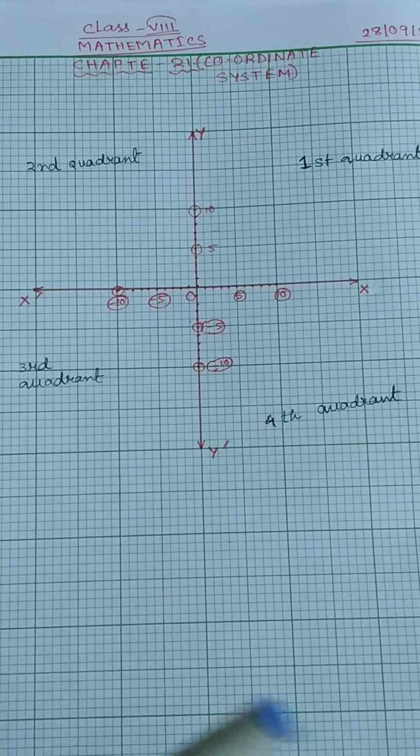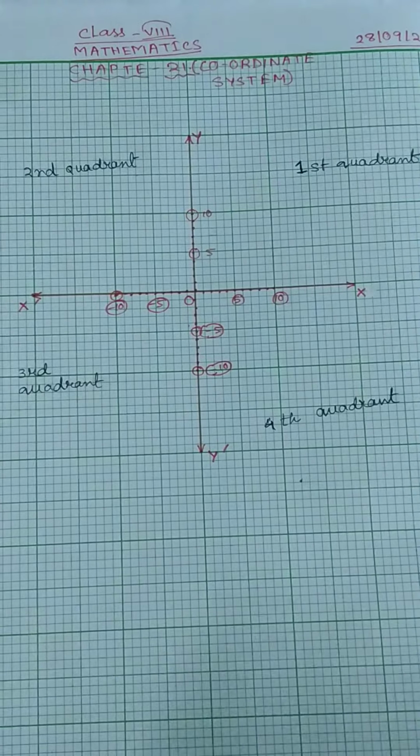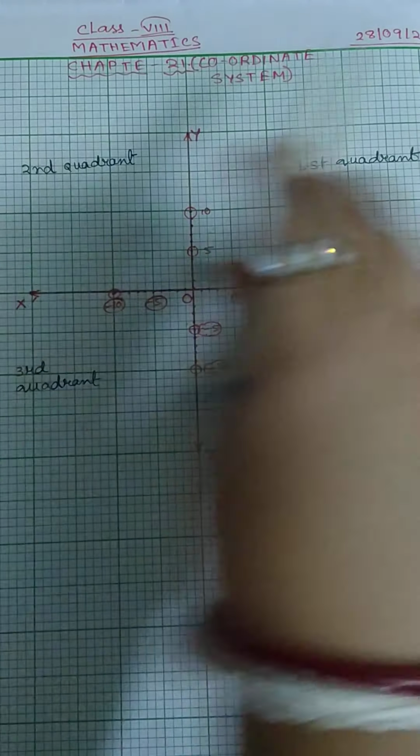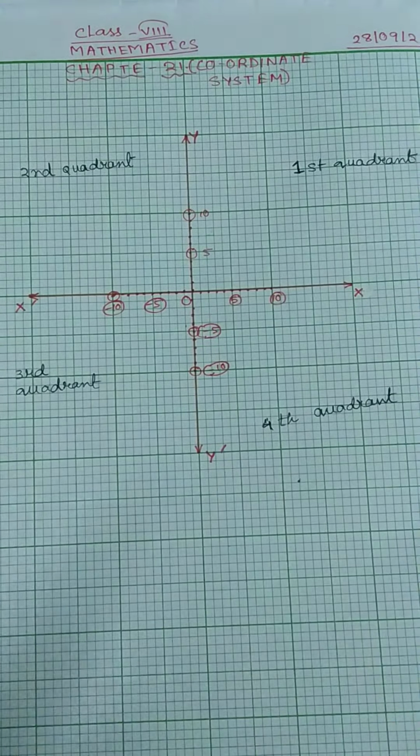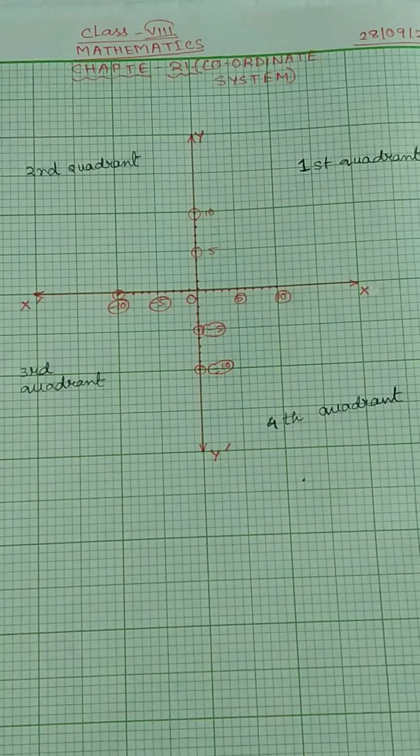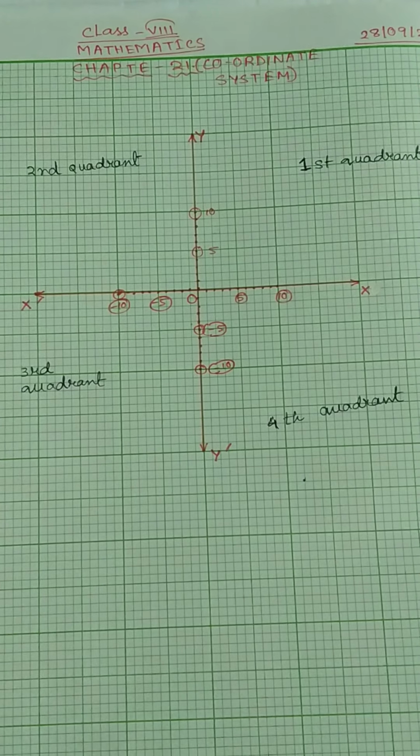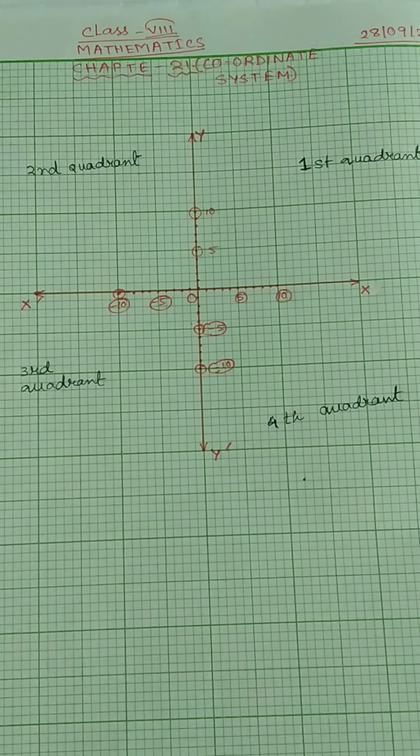Suppose I am keeping a dot over here. In respect to this page or in respect to this grid margin, what is the position of this dot? This we can find out. This is the use of the coordinate system or graph.